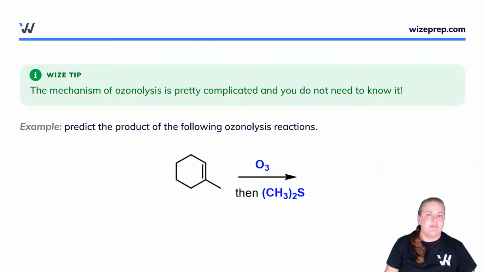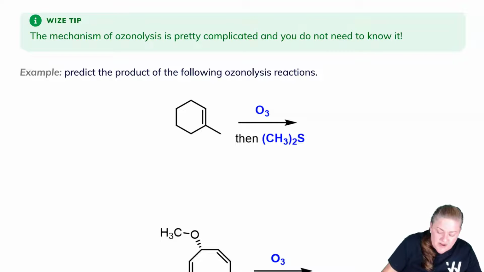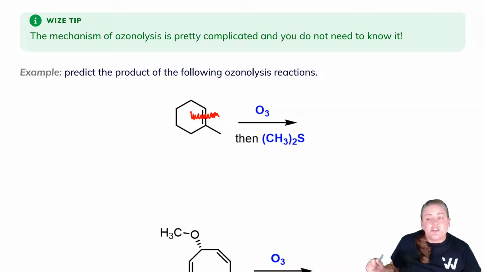So I'm going to walk you through how I think about these questions. We're asked to predict the ozonolysis product of this first reaction. We know that ozonolysis cleaves the double bond, so I like to scribble through the middle so that I can keep track of things.